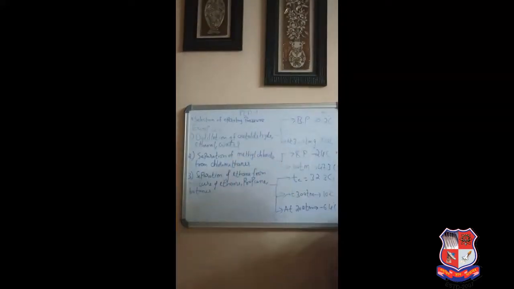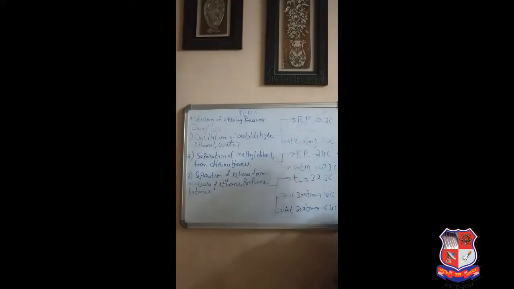Second example is separation of methyl chloride from chloromethanes. Now the normal boiling point of methyl chloride is 24 degrees Celsius, right? And so definitely you cannot use cooling water here. You have to use brine.